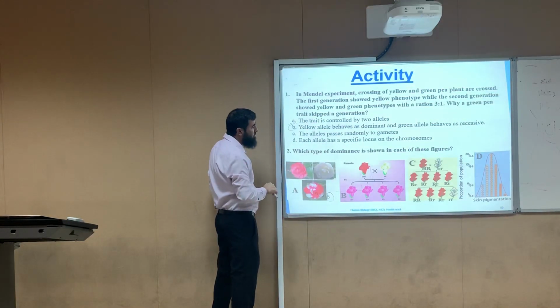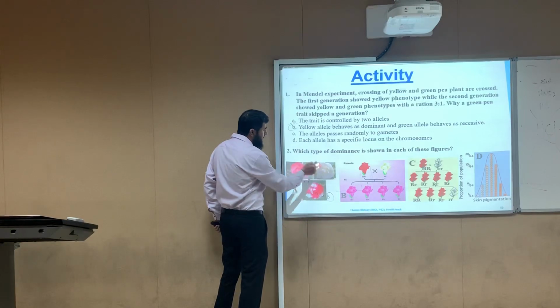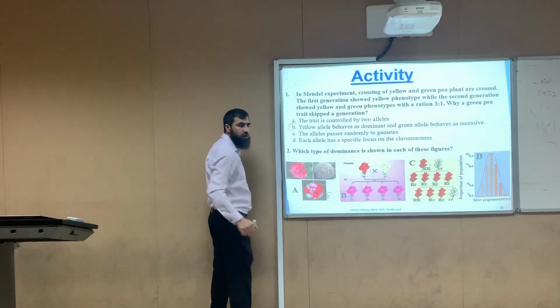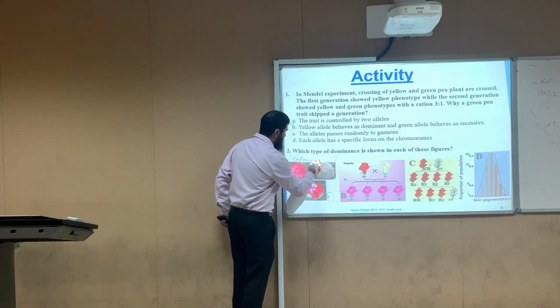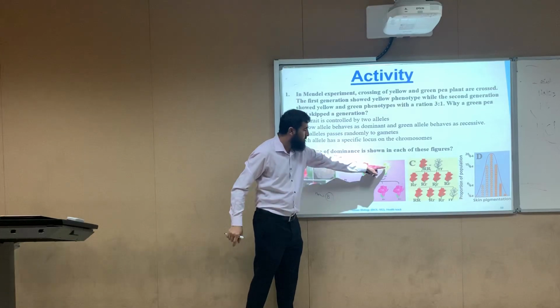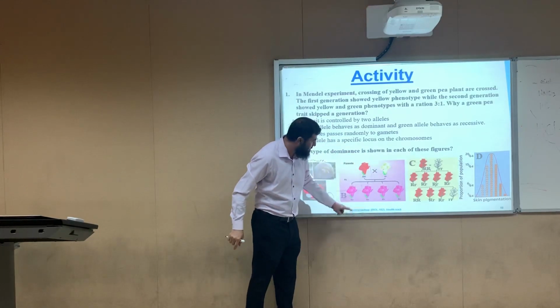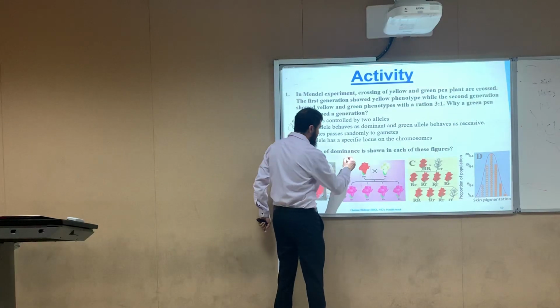What type of dominance is shown here? So we got a red flower and a white flower. You get co-dominance, huh? C. What's shown here? You get a red flower and a white flower. You get a pink. Incomplete. Incomplete.